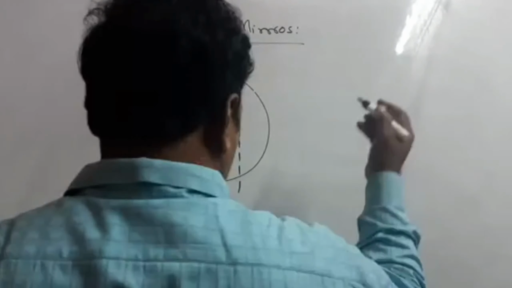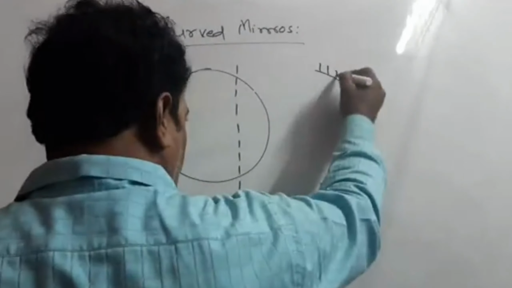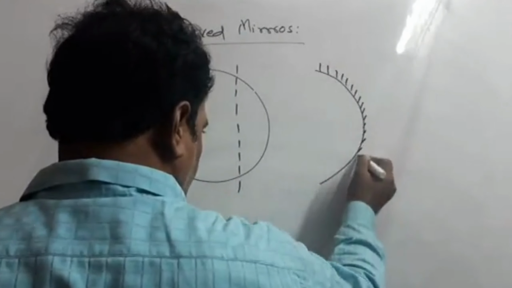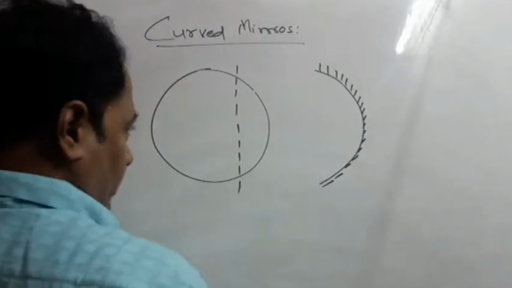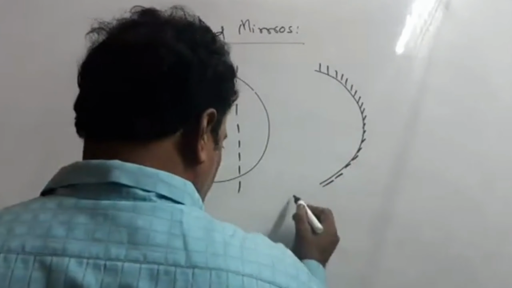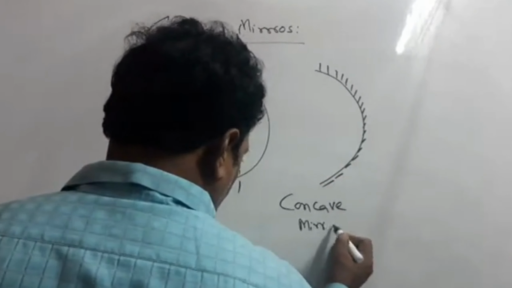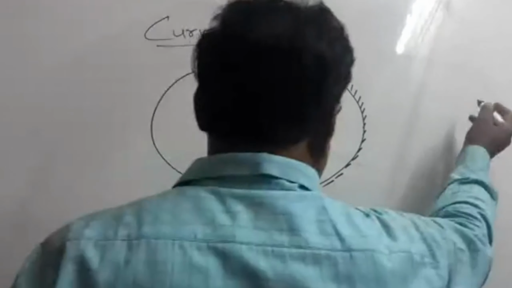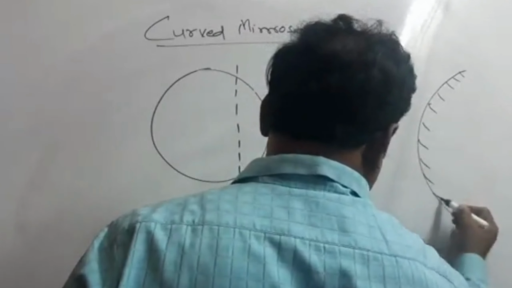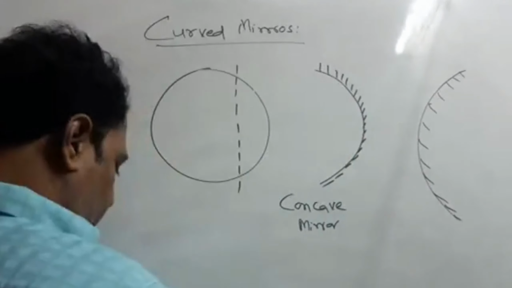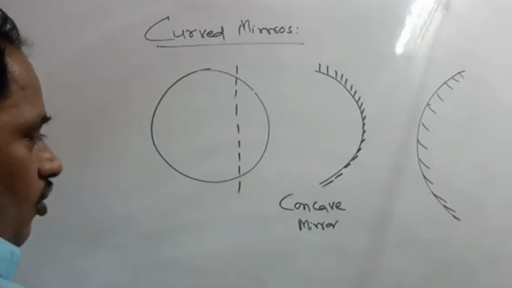For example, if you take this part such that the outer surface is polished and the inner surface is allowable for reflection, I can say that is a concave mirror. For example, if you consider the same, with the inner surface polished and the outer surface meant for reflection, then I can say convex.